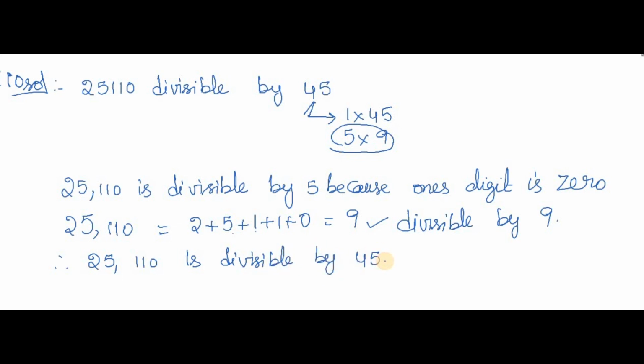Okay students, in this way we can check whether it is divisible or not. We can check the product. First we have to find the factors, and if the product of those factors is also divisible, then we can say that the number is also divisible by that. This works when we have fewer factors; otherwise it is not going to be possible.